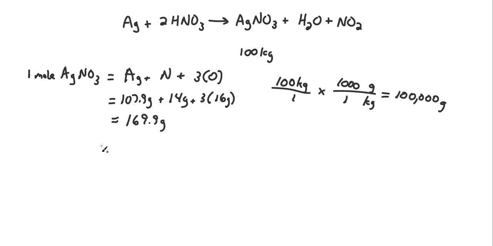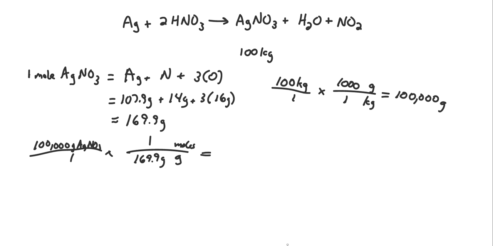So now let's convert that to moles. So let's start with what we know. We got 100,000 grams of silver nitrate over 1 times. We want to get rid of grams, we want to get moles, so we're going to put moles on top and grams on the bottom. We know 1 mole is 169.9 grams.